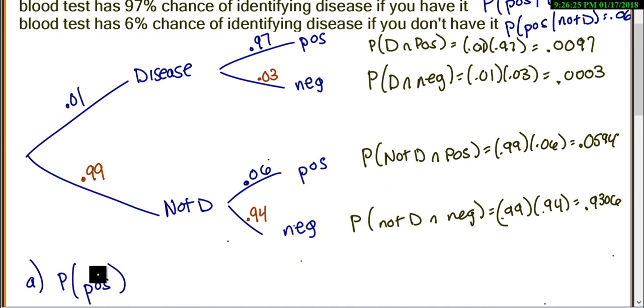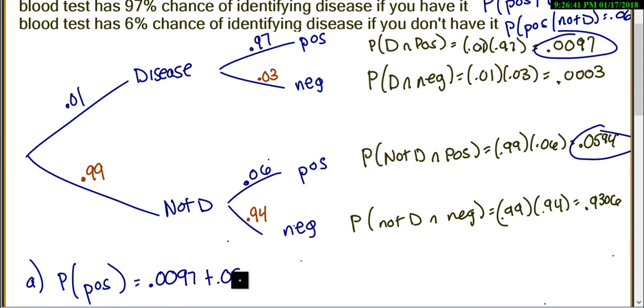So again, back to part A. Now that we've done all this intermediate work, if you want to find the probability of positive, take all of the probabilities that have a positive in them and add them up. So 0.0097 plus 0.0594 is 0.0691. And so that's our final answer for the probability of a positive test result.